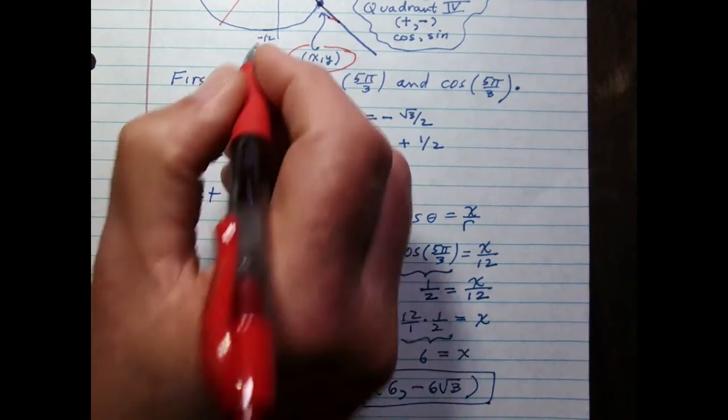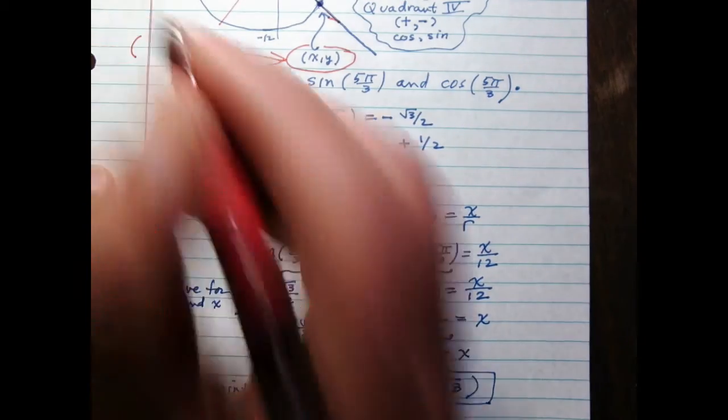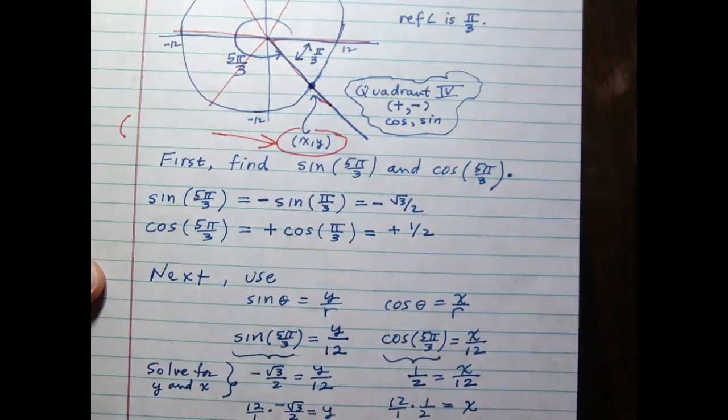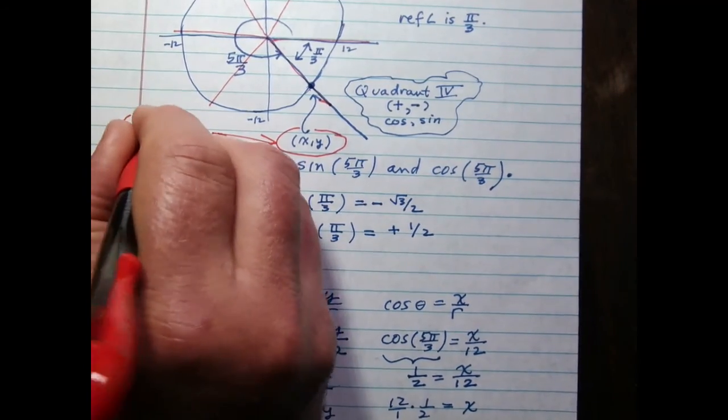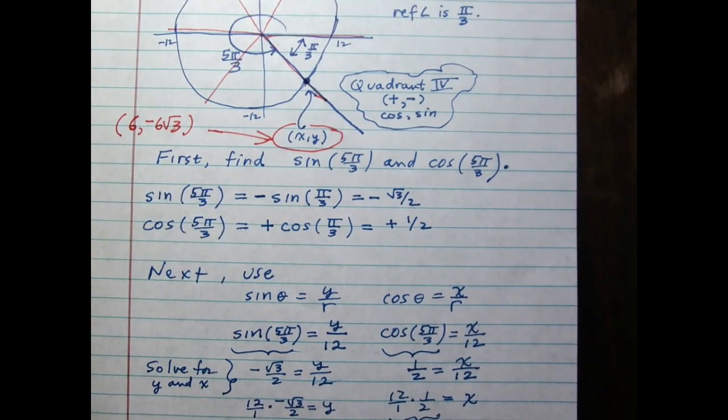So back in our picture, we just found out that the coordinates of this point on the circle are 6 comma negative 6 radical 3. Of course, x is positive, y is negative.